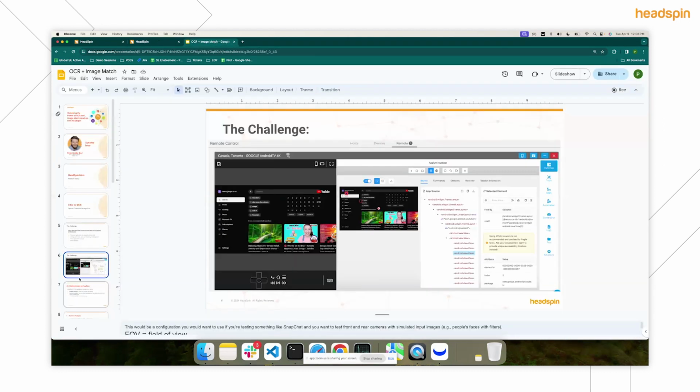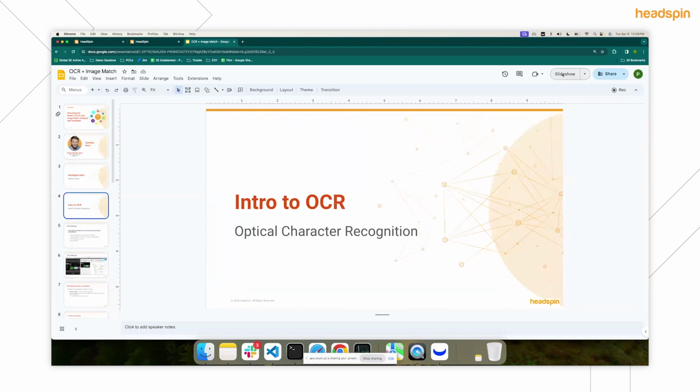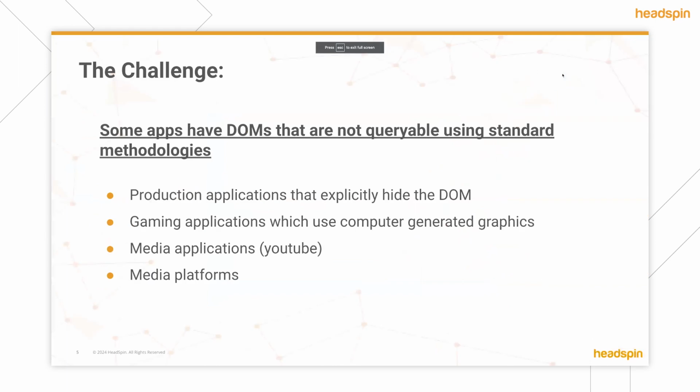Now, coming back to the topic, the challenge that OCR and image matching tries to solve is that some applications, some tests that we're going to be writing in our day-to-day lives, don't have traditional ways for us to query, to write the test, to navigate, to validate, to run assertions, all of those things.